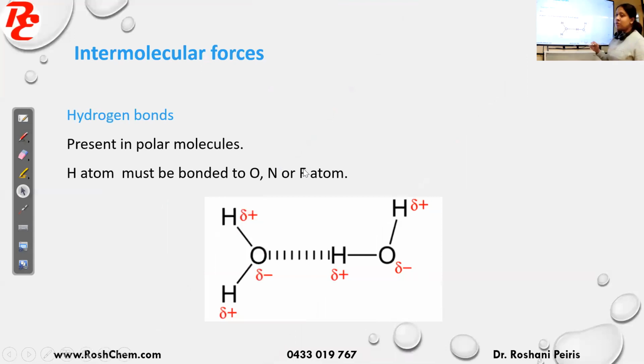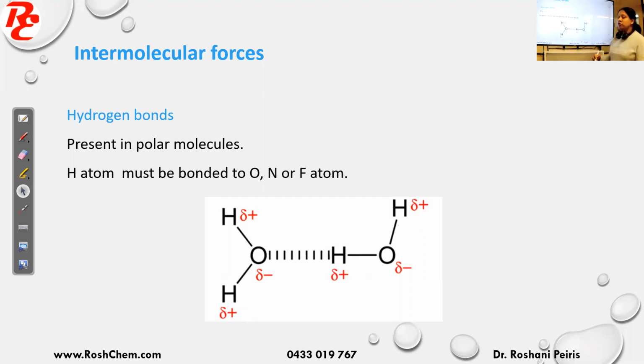Okay, the next one is hydrogen bonds. Hydrogen bonds are present, again, in polar molecules, right? It is a special type. To have hydrogen bonds, you should have oxygen, nitrogen, or fluorine, and there must be a hydrogen bonded to any of those three atoms. What are those three atoms? Hydrogen on oxygen, nitrogen, or fluorine.